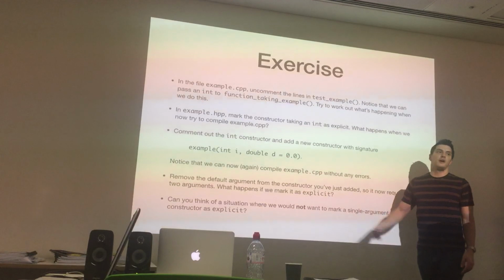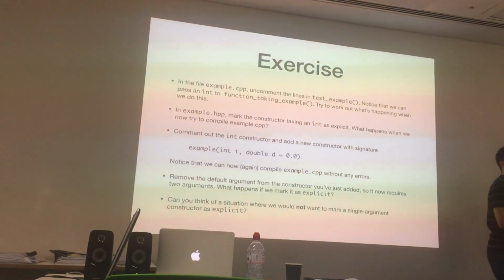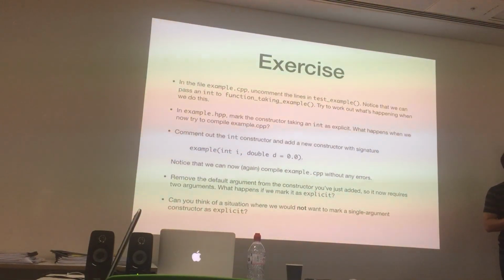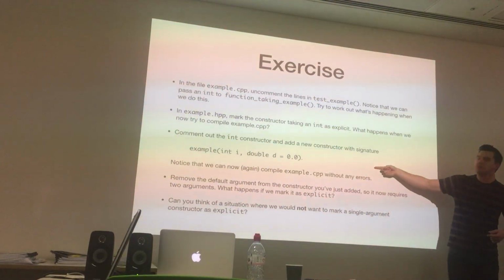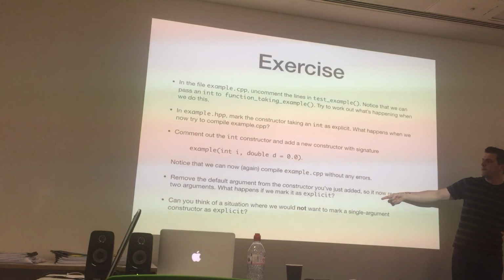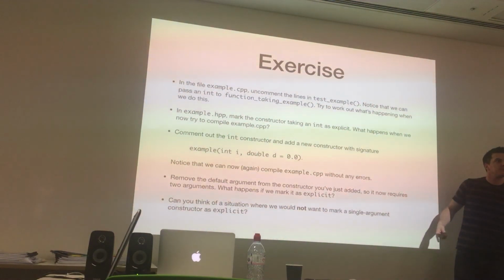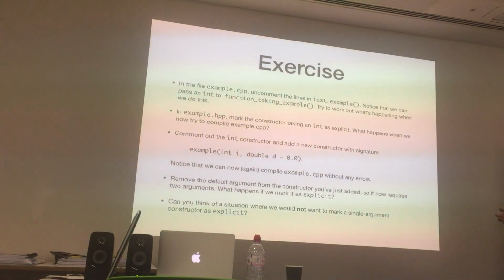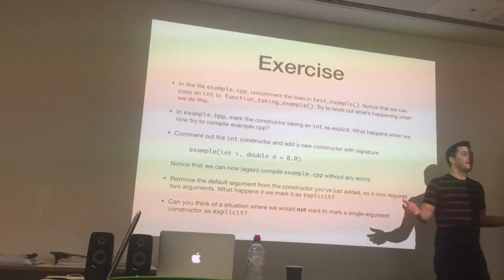But what happens if we do mark it as explicit? Has anyone tried that? If we mark a 2-argument constructor as explicit, what do we do? Well, this one gave you an error message. If you mark it as explicit, then it will give you an error. You can mark a 2-argument constructor as explicit, and it's no error, but it doesn't do anything.